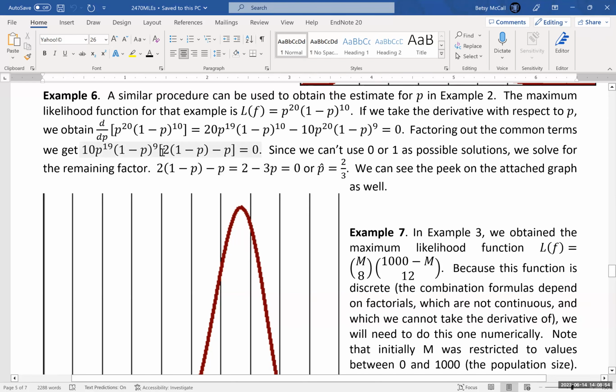But what am I left with? Since I pulled out only 9 of these, I'm left with a 1 minus p and a 2. And then this one, I pulled out all of these 1 minus p's, and I was just left with 1 p left over. And again, I set that equal to 0. 0 and 1 are not possible values because they give me a probability of 0. So those are minima. And then I just pull this out, I distribute, and I end up with p is 2/3.